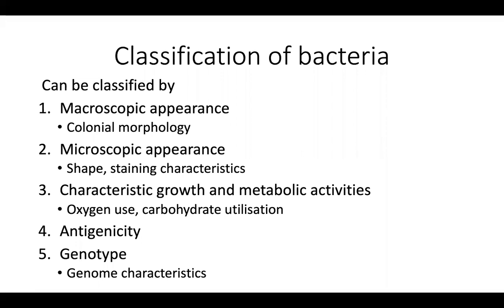Then what are the characteristics of growth and metabolic activities? Oxygen use is very important. Some bacteria will not survive in oxygen. Others require oxygen. Others require reduced oxygen concentration, and so on and so forth. And we also look at utilization of different things like carbohydrates. So carbohydrate utilization is also important in classification of some bacteria. We've talked about antigenicity when you're using immunological tests, and also the genome characteristics if you're using genotypic methods. An important part of interest to the pharmacists is in the cases of antimicrobial resistance. We constantly look for resistant genes in the genome of these bacteria to know exactly what is causing the bacteria to be resistant to the commonly available antimicrobial agents or drugs.